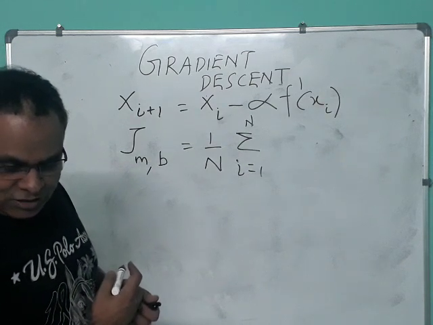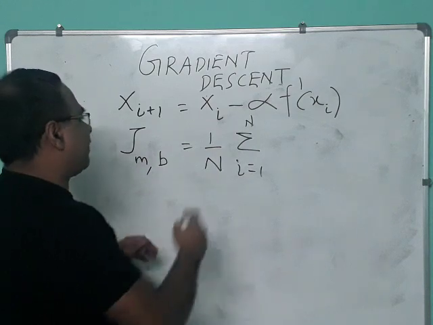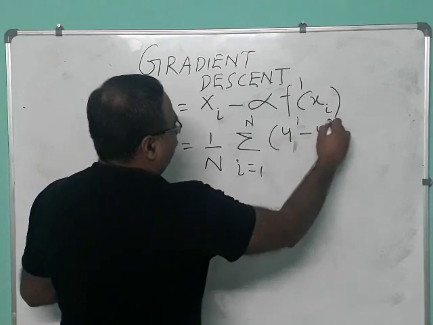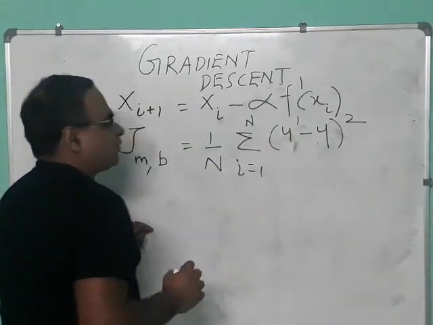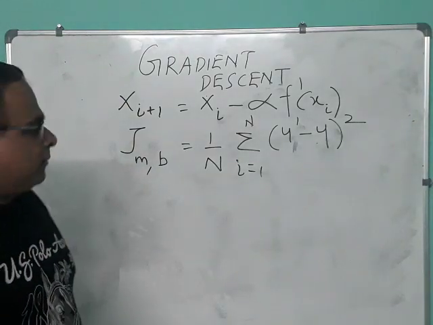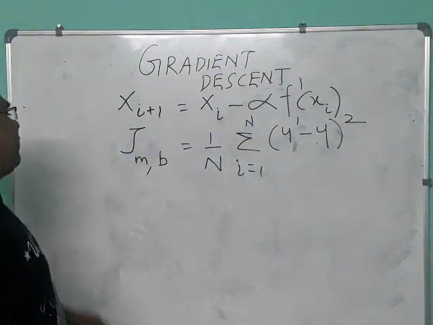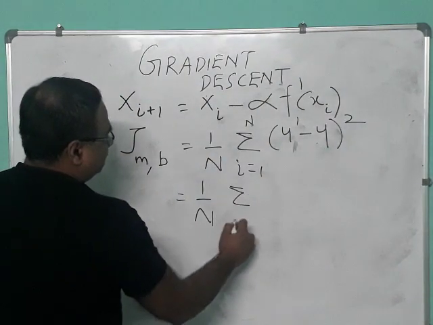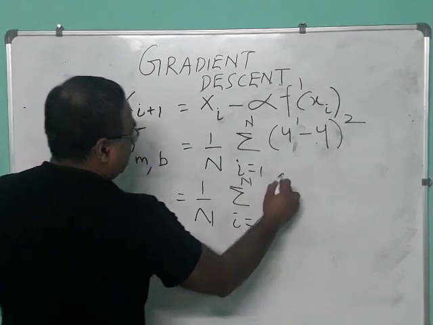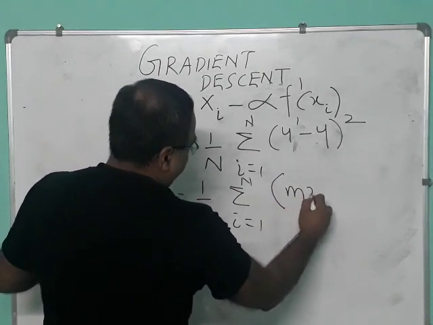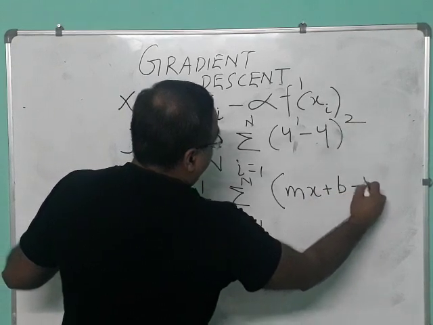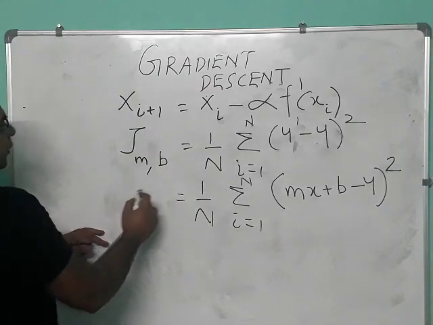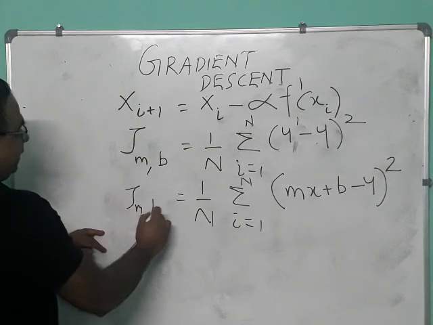You have this equation: (y dash minus error) the whole square. See, y dash minus y the whole square. Here y dash is the predicted value and y is the actual value. Even if we substitute like this, 1 by n sigma i equals 1 to n, y dash is mx plus b, minus y, the whole square. This is the equation for the cost function J of m, b.